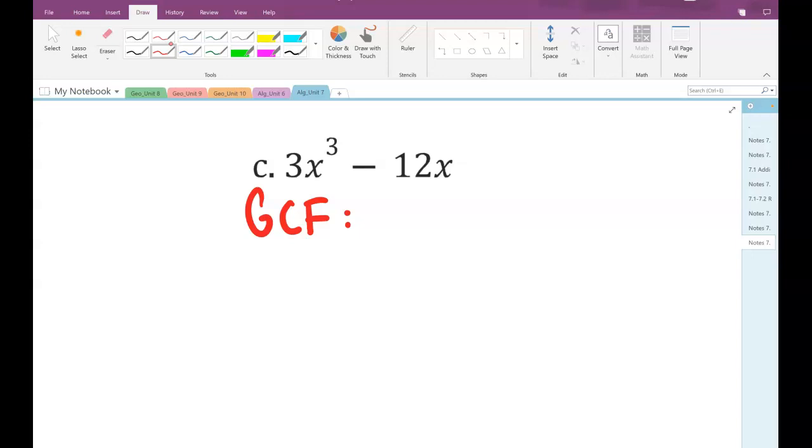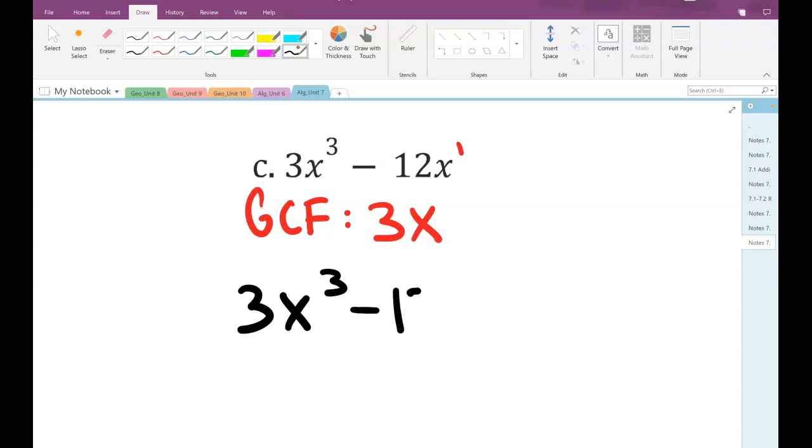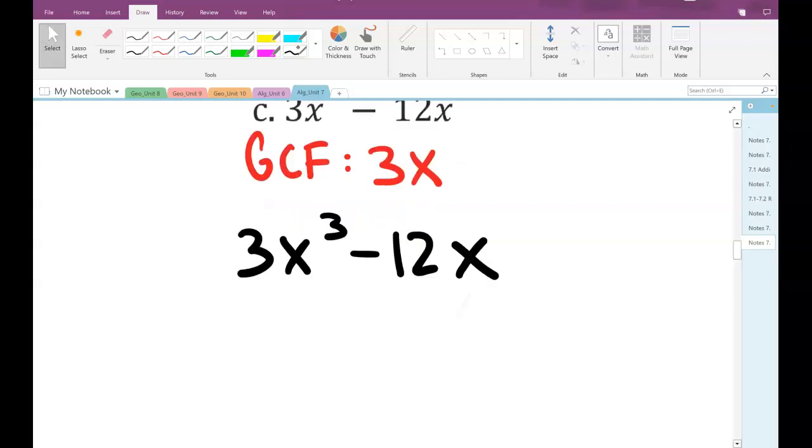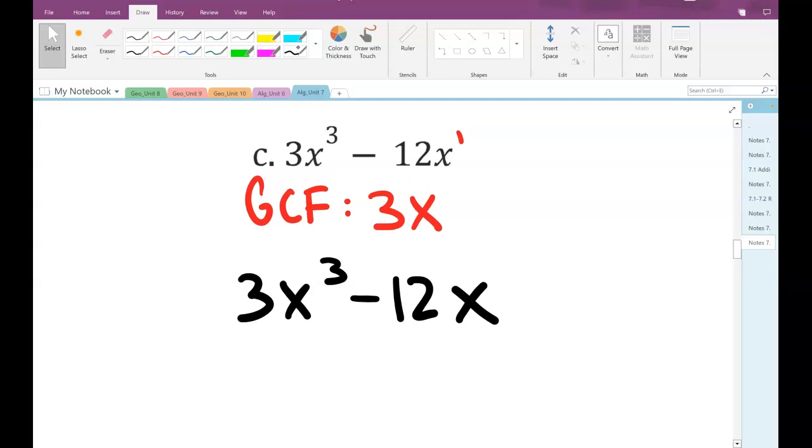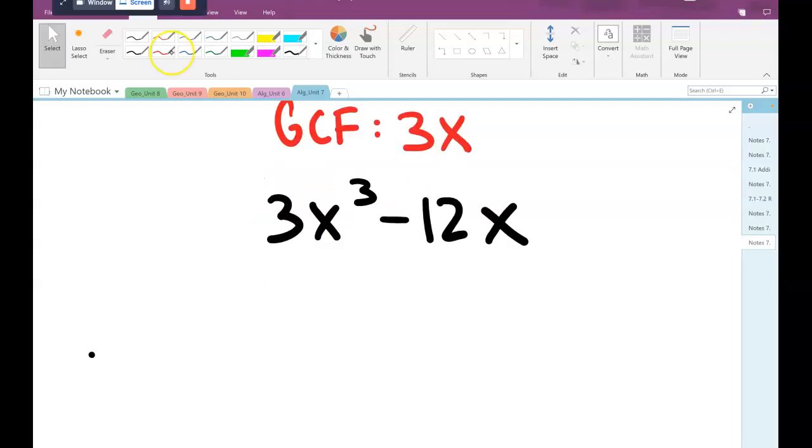And then what's the greatest common factor between x cubed and x? No, you want to take the one with the smallest degree, so x to the first. So our GCF is 3x. We're going to rewrite our original, 3x to the third minus 12x. And then you're going to divide each term by our GCF. So we're dividing by 3x. And we're dividing by 3x.